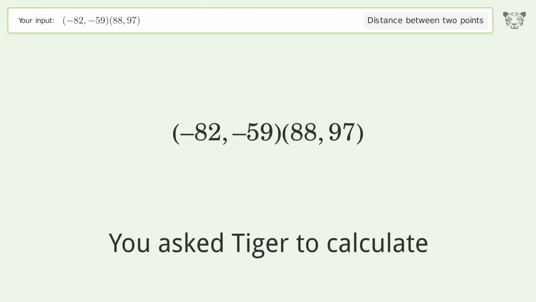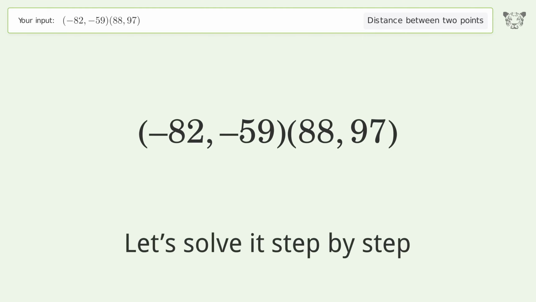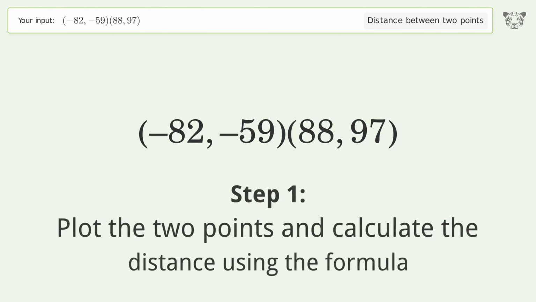You ask Tiger to calculate. This deals with the distance between 2 points. The distance between the 2 points is the square root of 53,236, or 230.729. Let's solve it step by step. Plot the 2 points and calculate the distance using the formula.